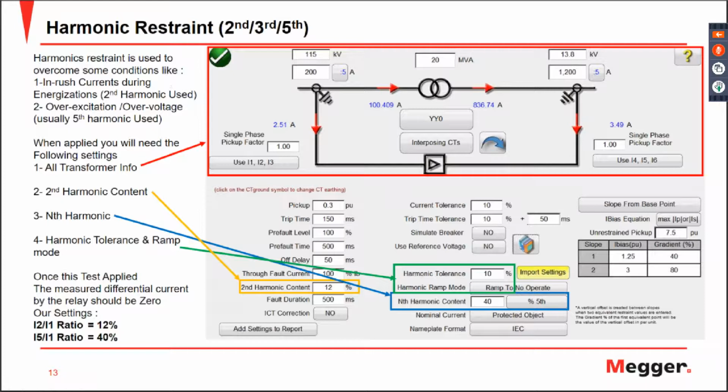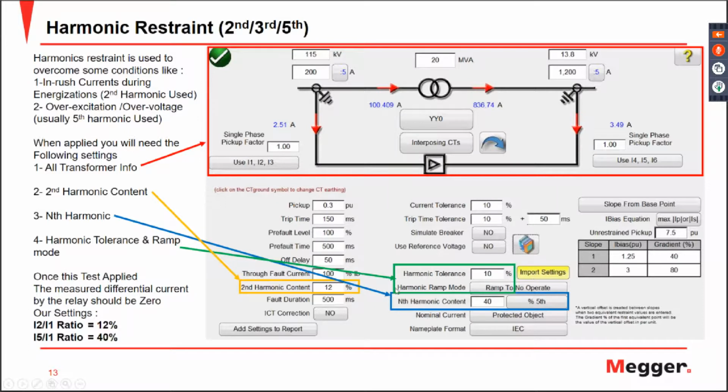Also, another condition called overexcitation or overvoltage, they are using fifth harmonic restraint to block the differential protection for some duration. And these conditions are applied almost everywhere in most differential protection devices nowadays. To be able to test them, you will need to fill these following fields: the second harmonic content field, and the nth harmonic. The nth harmonic, usually you will choose as the fifth or the third harmonic. Usually it's the fifth harmonic, because the third harmonics are eliminated in delta connections or delta vector groups, so you will not find it easily there.